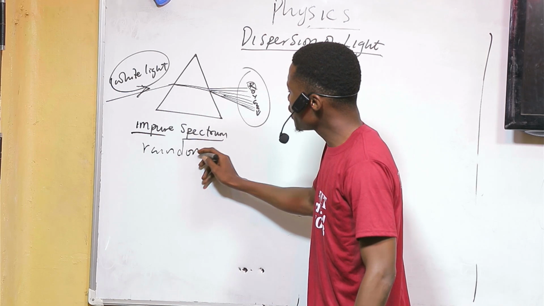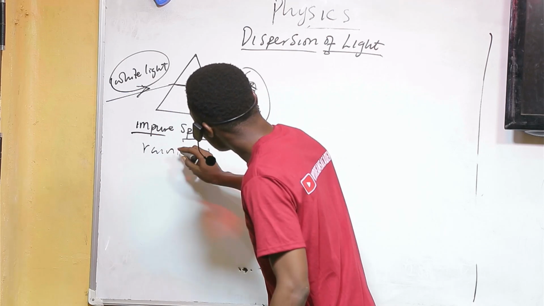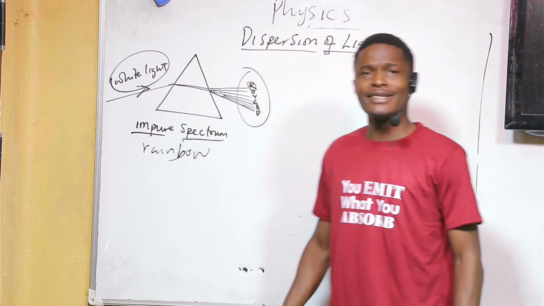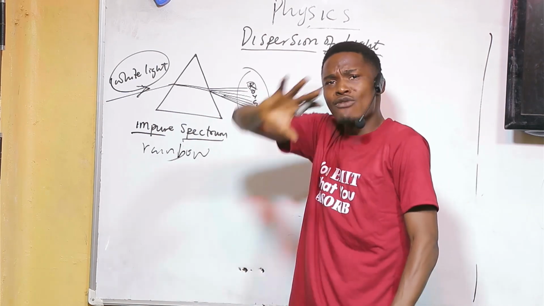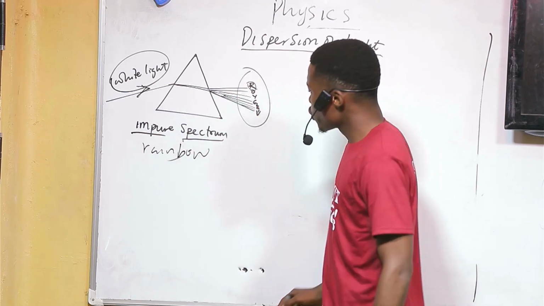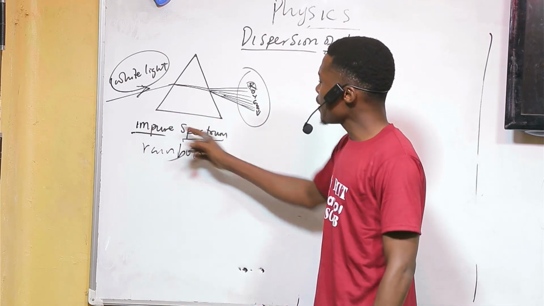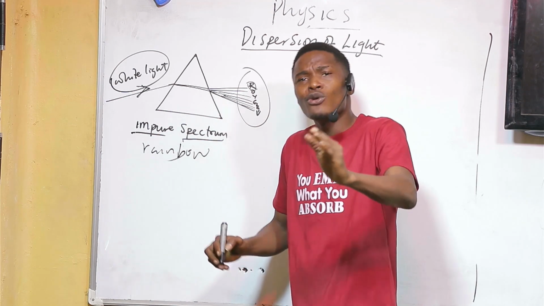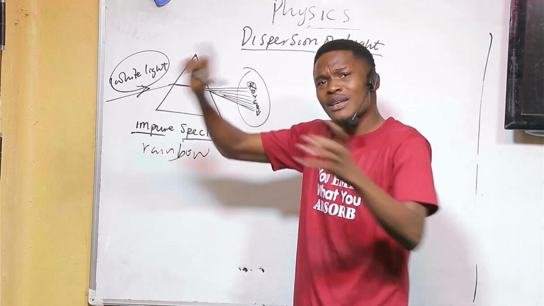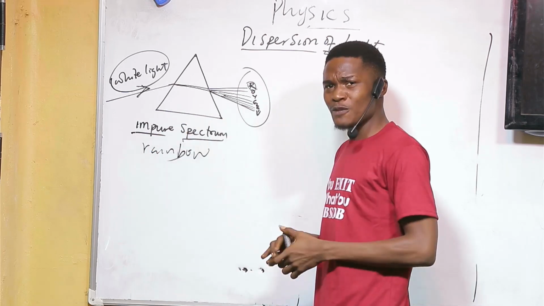So sometimes during the rainy season, after it finishes raining, you will see a rainbow in the sky, which is a ring of colors. That rainbow is called an impure spectrum. It is called an impure spectrum because when you see the rainbow, you don't see all the colors very clearly. You see that they are on top of each other. There is no separation of the colors. They are kind of on top of each other. That is why it is called an impure spectrum.